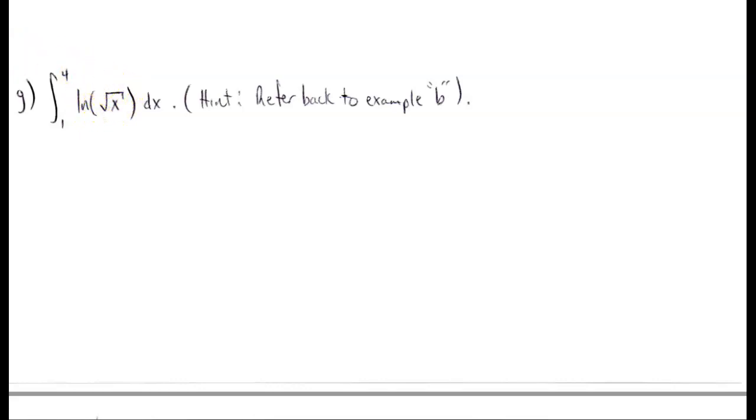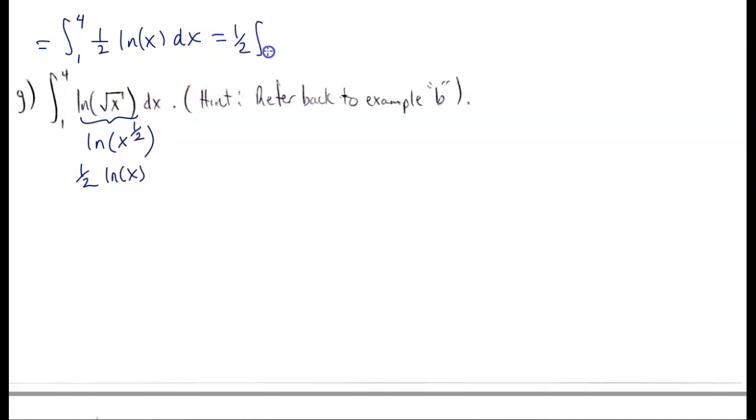One thing we want to note here is that since we have natural log of square root of x, we can rewrite natural log of square root of x as natural log of x raised to the 1/2. We know that this integral can be rewritten as the integral from 1 to 4 of 1/2 times natural log of x dx.